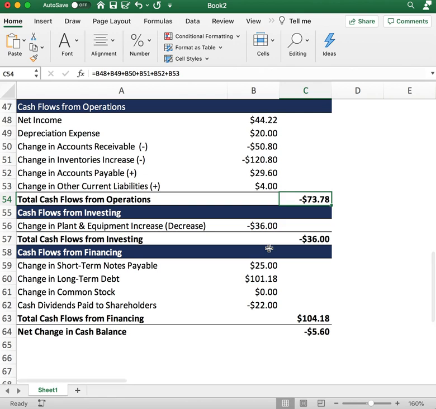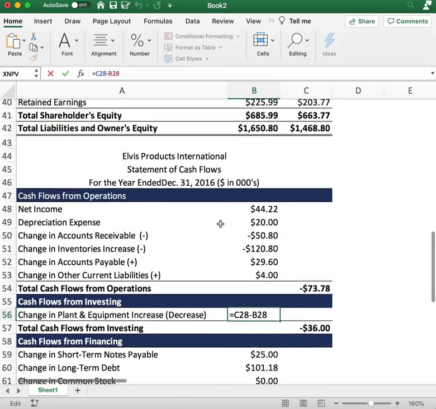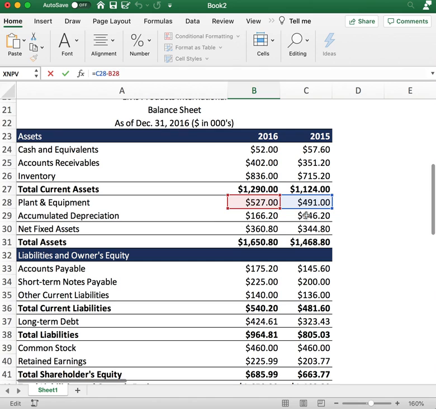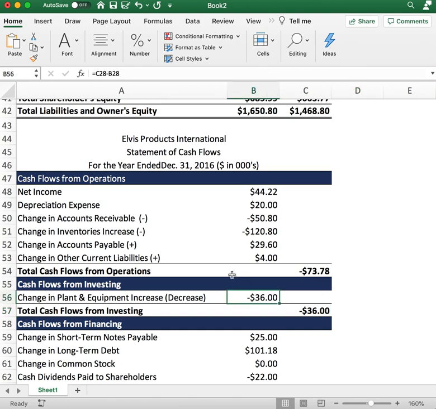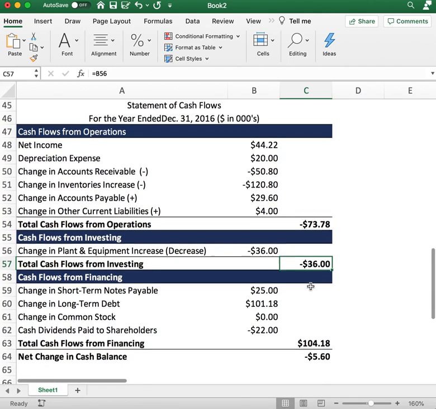Now let's look at cash flows from investing. We want to take the change in plant and equipment. So let's take a look at what this looks like. It looks like there was a change of $36, and you'll find this on the balance sheet. And so in 2015, we had $491 in plant and equipment. And in 2016, we had $527 of plant and equipment. And so, again, the company had to pay cash to invest in new equipment. And so that's going to show up as a cash outflow in our cash flow statement. And that negative cash flow is $36. All right, so we have negative $36 for cash flows from investing.